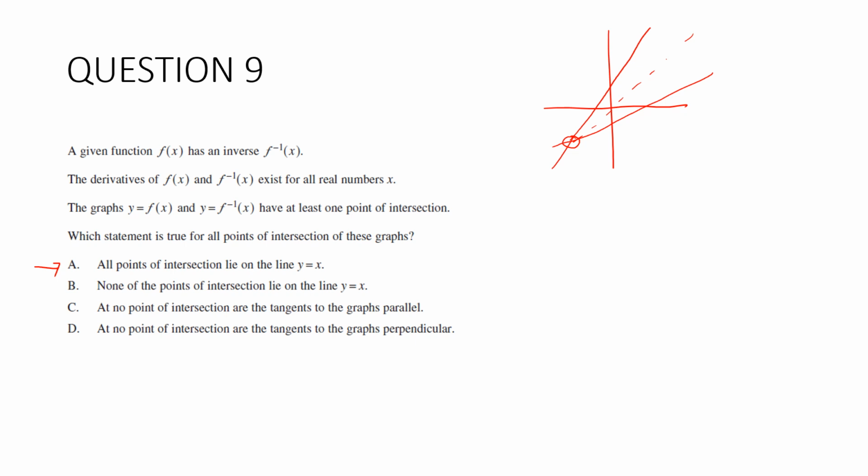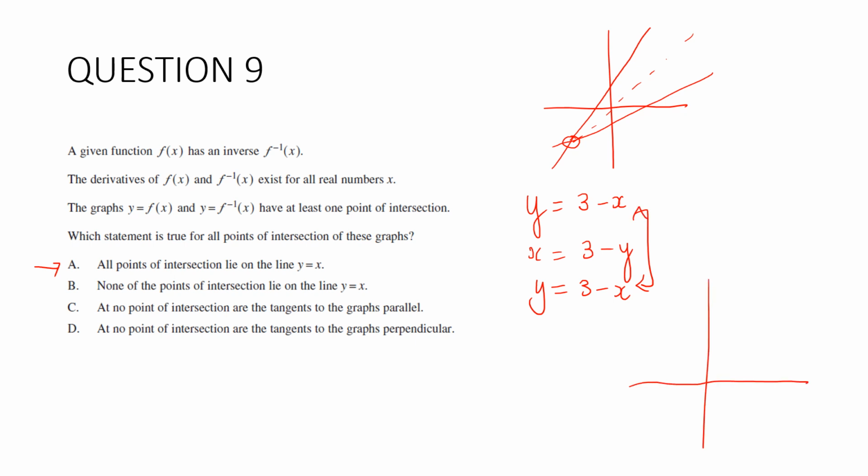However, suppose we have a self-inverse function like y equals 3 minus x. Self-inverse means when I switch my x and my y around and make y the subject, I end up exactly where I started. See? So when I draw y equals 3 minus x, it looks something like that, and draw my dotted line y equals x, I get exactly the same line. It has an infinite number of points of intersection and only one lies on the line y equals x. So A is out, B is definitely out, none of the points of intersection lie on the line y equals x, and we're down to C or D again.